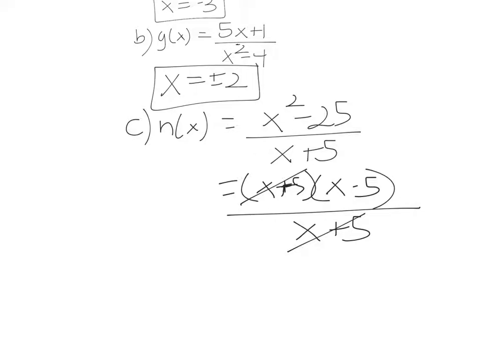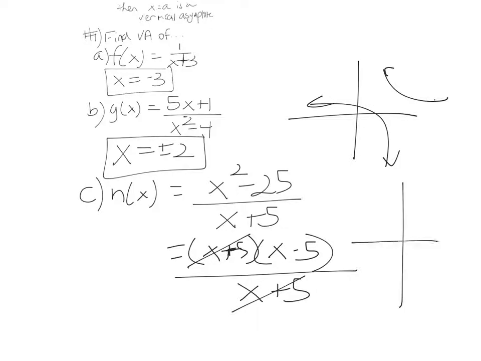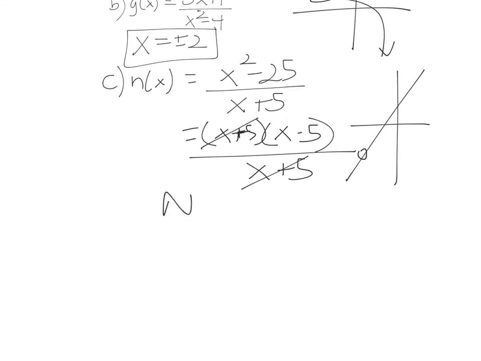And so it actually has a removable discontinuity, it's a hole in the graph. Yes. This actually is the graph of a line. It's the graph of h of x equals x minus 5 with a hole in the graph. It doesn't even look like the rest of them. You know how you graph these rational functions and they all pretty much look like that and that? This one right here would be a line with a hole at negative 5. So this one, vertical asymptote, none. No vertical asymptote at all.